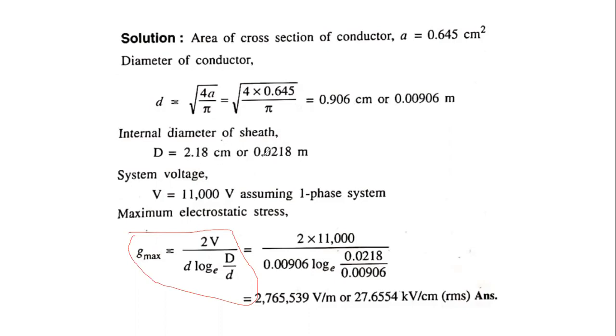Here capital D is 0.0218 by small d, which is 0.0906. This is the G maximum value, and its value is 27.65 kilovolts per centimeter. This is the maximum dielectric stress of a cable.